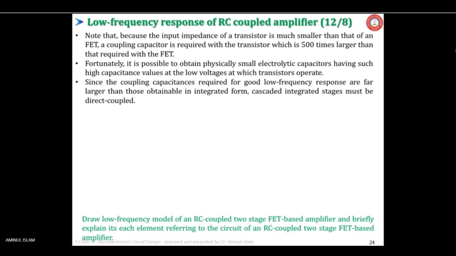Because the input impedance of a transistor is much smaller than that of a FET, a coupling capacitor is required with the transistor which is 500 times larger than that required for the FET. Fortunately, it is possible to obtain physically small electrolytic capacitors having such high capacitance values at the low voltages at which transistors operate. Since the coupling capacitances required for a good low frequency response are far larger than those obtainable in integrated circuits, cascaded integrated stages must be direct coupled. So that kind of coupling capacitance may be difficult in integrated circuits, so direct coupling is used in ICs.